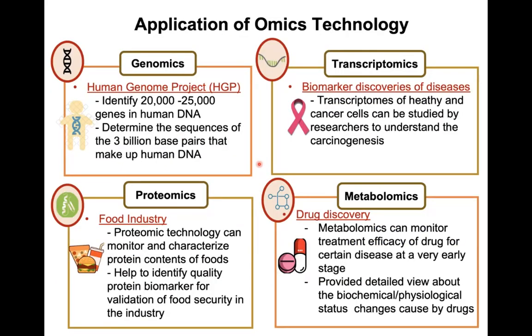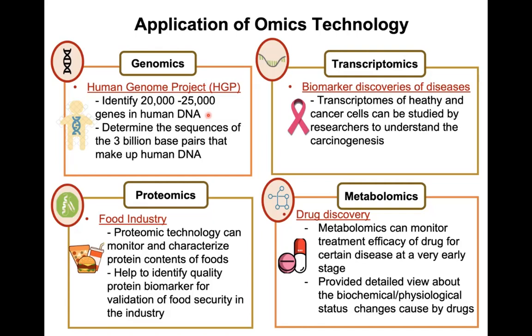Okay, so these are the application of omics technology dalam the current situation sekarang lah. So kalau genomic, we have the Human Genome Project. Yang ni dia bukan boleh buat dalam masa setahun atau dua. It takes years to complete the Human Genome Project. Okay, apa yang dia buat is to identify around 20,000 to 25,000 genes in the human DNA. Why lama sangat? Sebab zaman dulu dia dah start daripada 90s. Dia sekarang punya teknologi makin cepat.